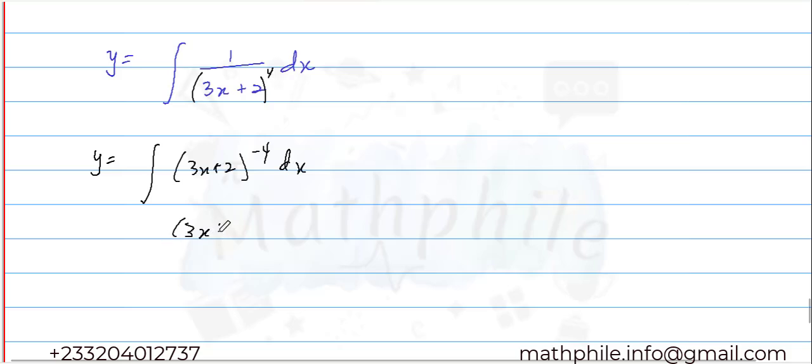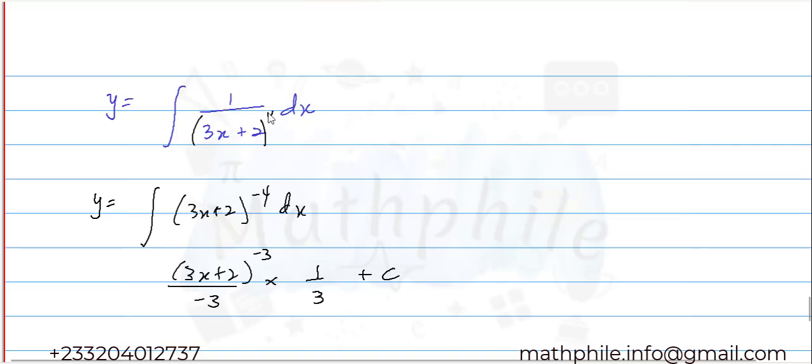This becomes 3x plus 2 raised to the power negative 4 plus 1, which is negative 3. Divide by the new exponent, negative 3, times 1 over the differential of what is inside, which is 1 over 3, plus c. But because this is not an exponent of 4 and it's an exponent of 1, we know that this is a logarithm function. So anytime we come across y is equal to the integral of 1 over x dx, we should know that we're going to get something in relation to ln x plus c. So that is a pattern you need to identify as a hard math student.